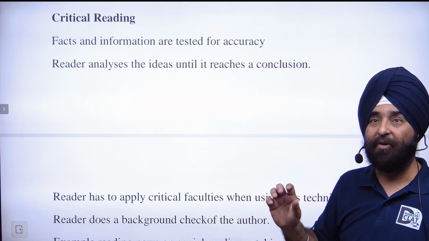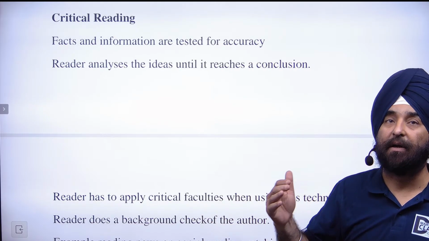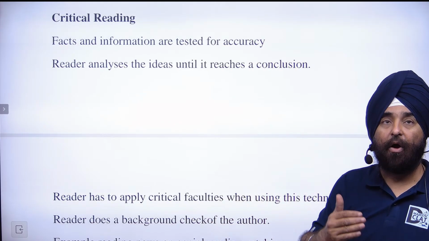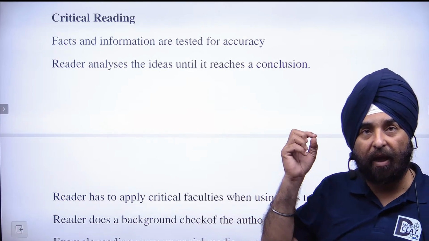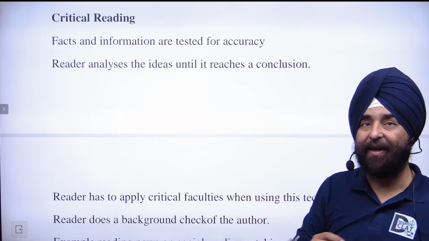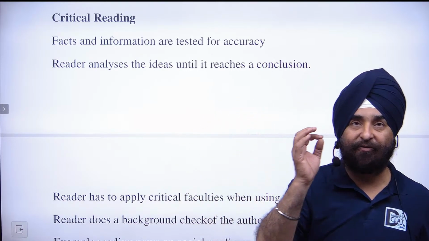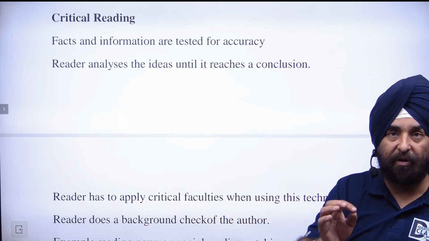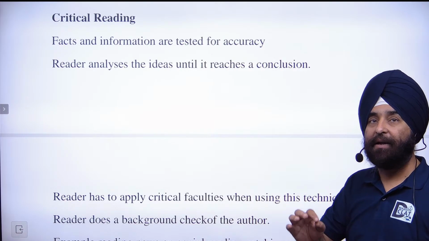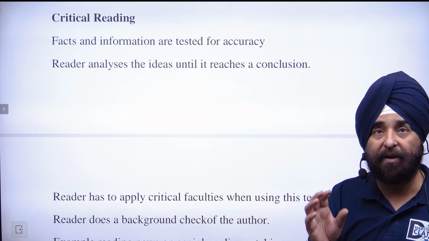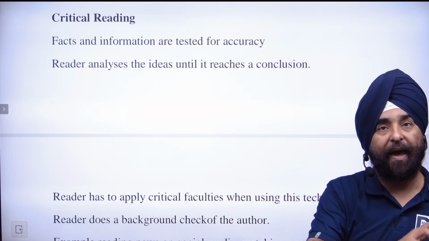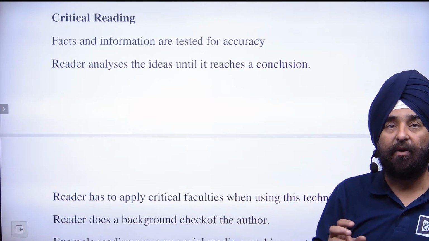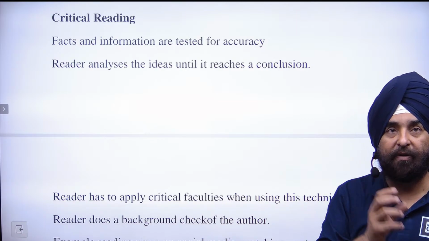Fine. So we cannot say that we are being critical. So the idea is also to read things critically, meaning to apply our thinking abilities, or you can say to test the accuracy of the facts or the information that is there, so that you can arrive at the correct conclusion. So by applying those critical abilities, those critical faculties, what happens?